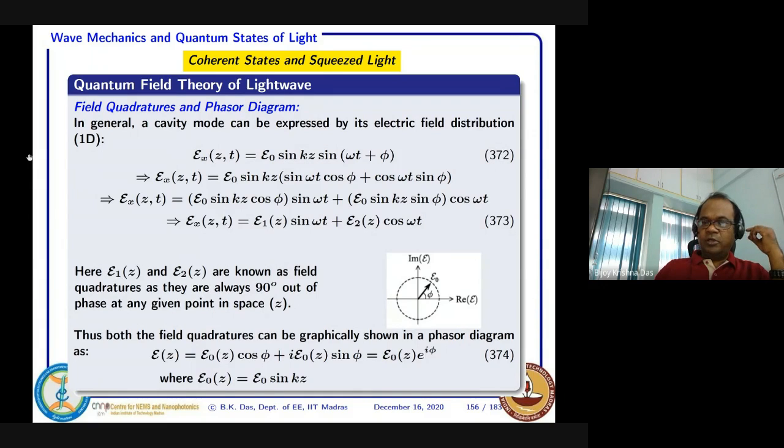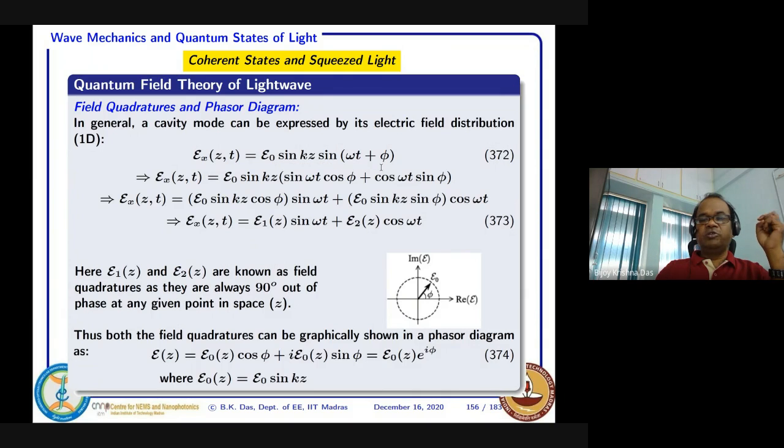we started from a classical monochromatic electric field as a mode, a standing wave in a cavity. The cavity mode as a function of one-dimensional position z and time t, the electric field, we could express in this form. So E0 is the actual amplitude of the traveling wave mode, forward propagating and backward propagating, and then sin kz sin omega t is your standing wave expression.